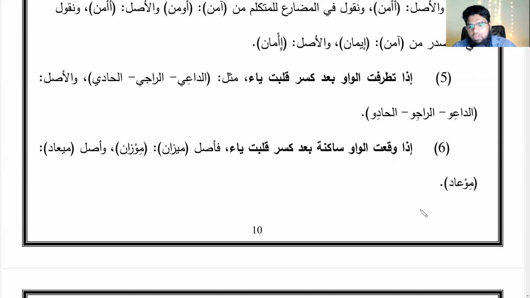Don't worry about all these rules. You'll get used to it, inshallah. We'll repeat them so many times, and they'll come in all the places. And rules are not important.